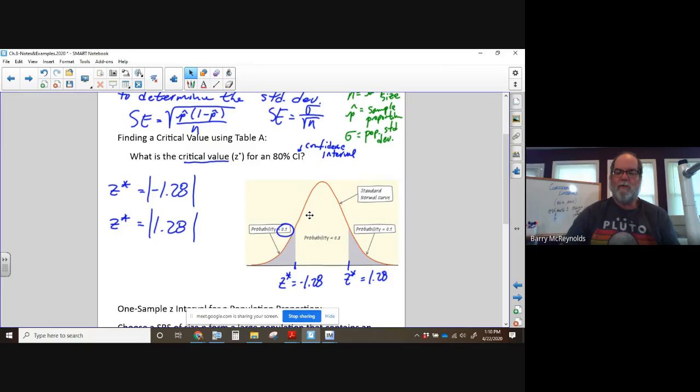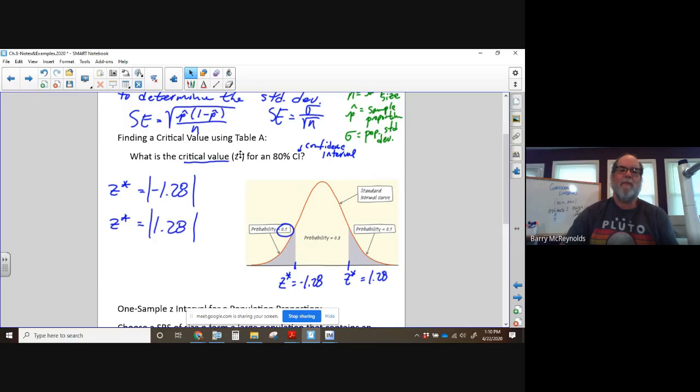But for right now, a normal distribution is good enough for us, and so we're going to make use of that symmetry. 80% of our data is contained inside the interval, and so 10% is on either side. That corresponds to a Z value of negative 1.28 or a positive 1.28.